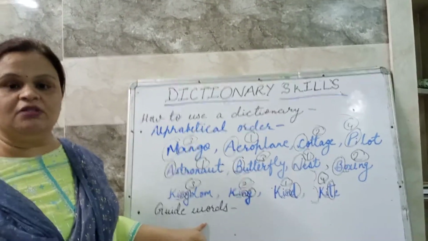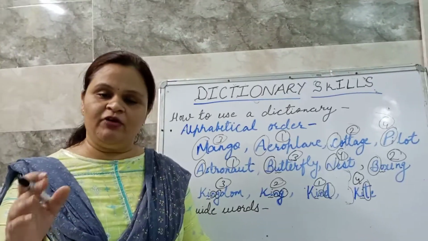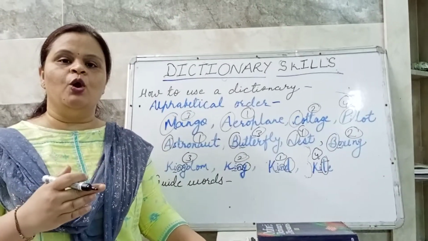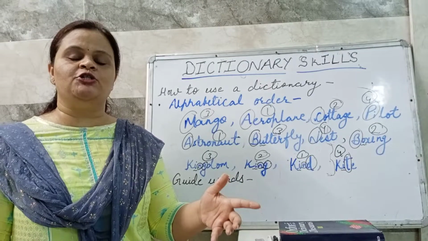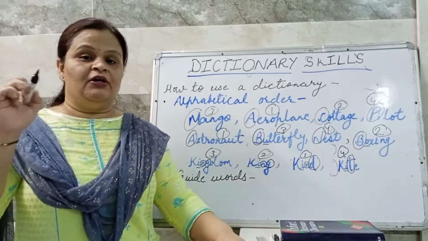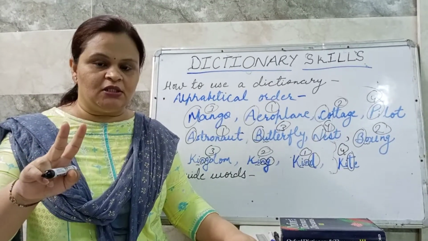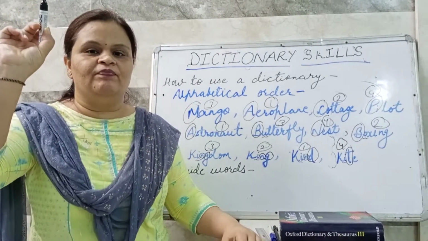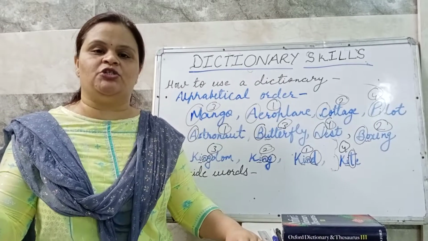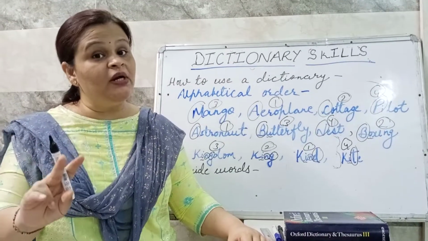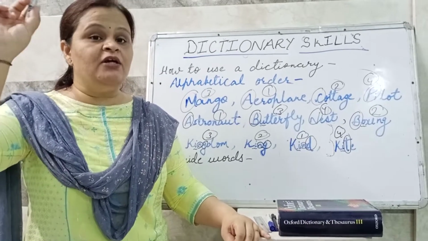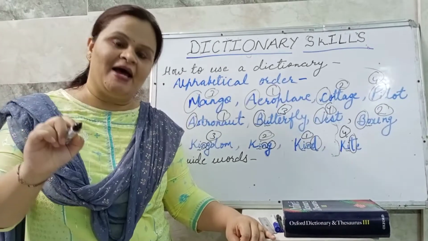Now what are guide words? I'll show you practically while using the dictionary. Children, if you have a dictionary at your home, just open it. Any random page you can open. You can see two words given at the top right corner of the page. On every page you can see two different words, only two words at the top right corner. Those two words are called the guide words.